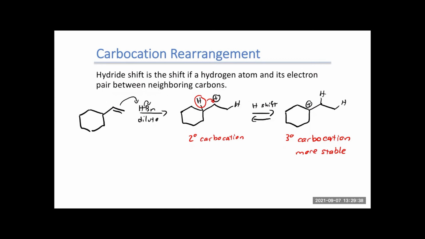So then after we do this shift, and we still have our bromine floating around, that bromide can then come and attack that tertiary position to give us our product. And so the reason we need dilute HBr is to give time for that hydride shift to occur. If we don't give time for the hydride shift to occur, if we use really concentrated HBr, we would end up with a product with the bromine right here. But if we give it time by making it dilute, we can end up with our product here.